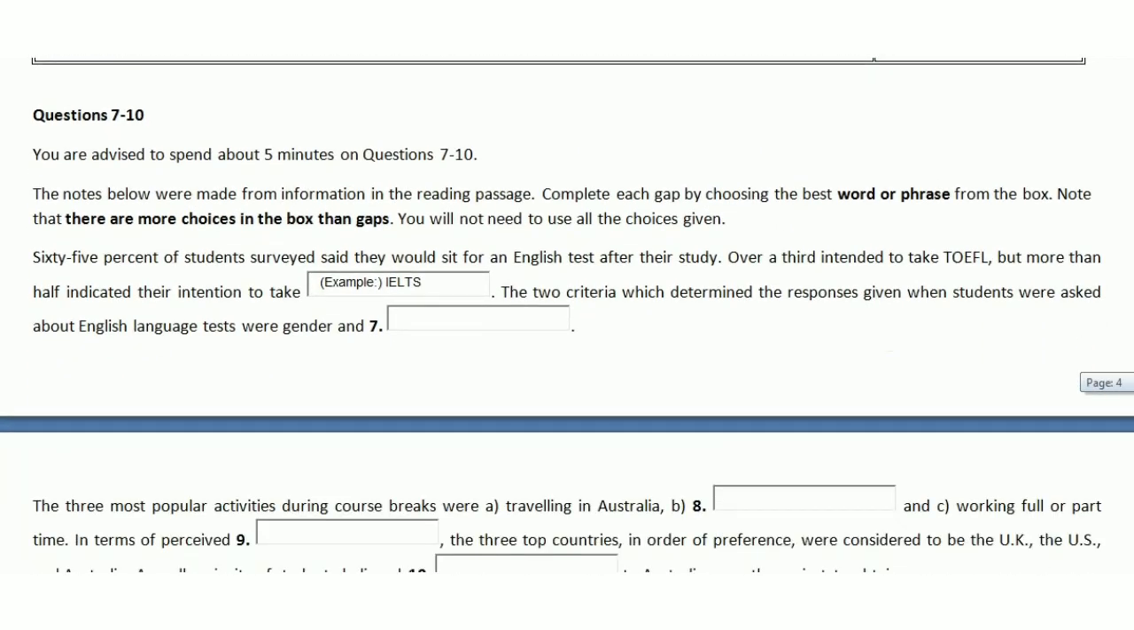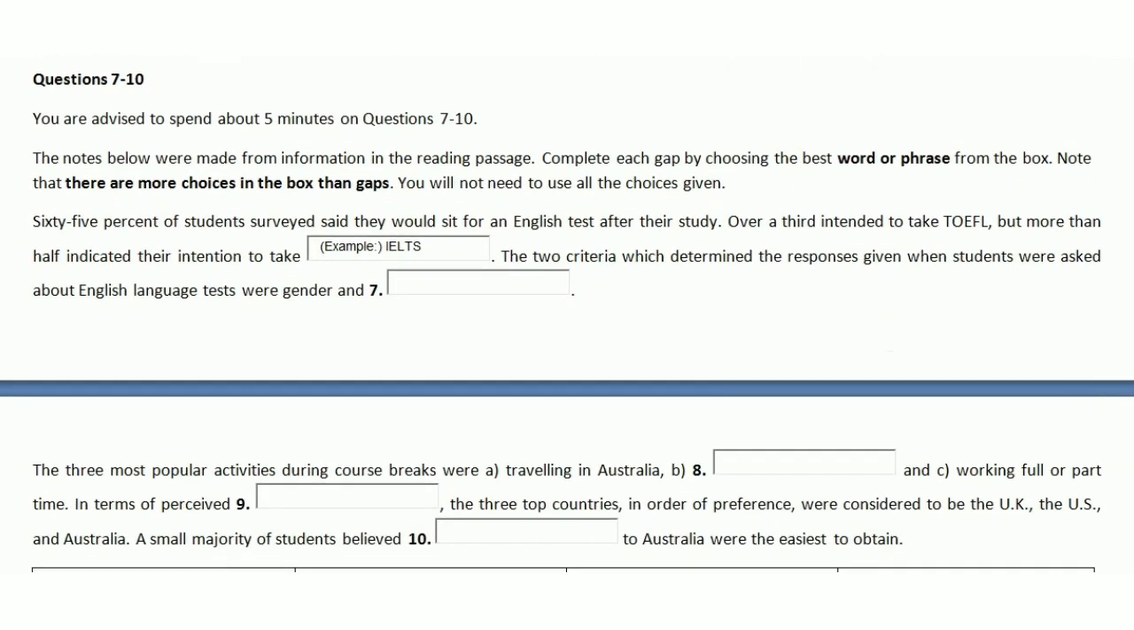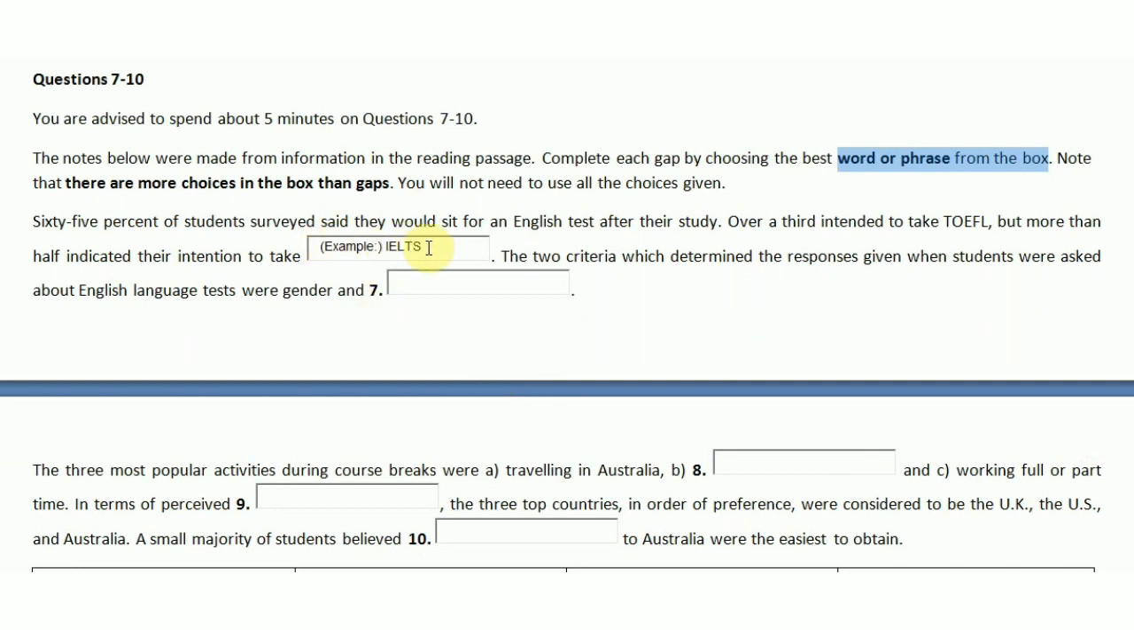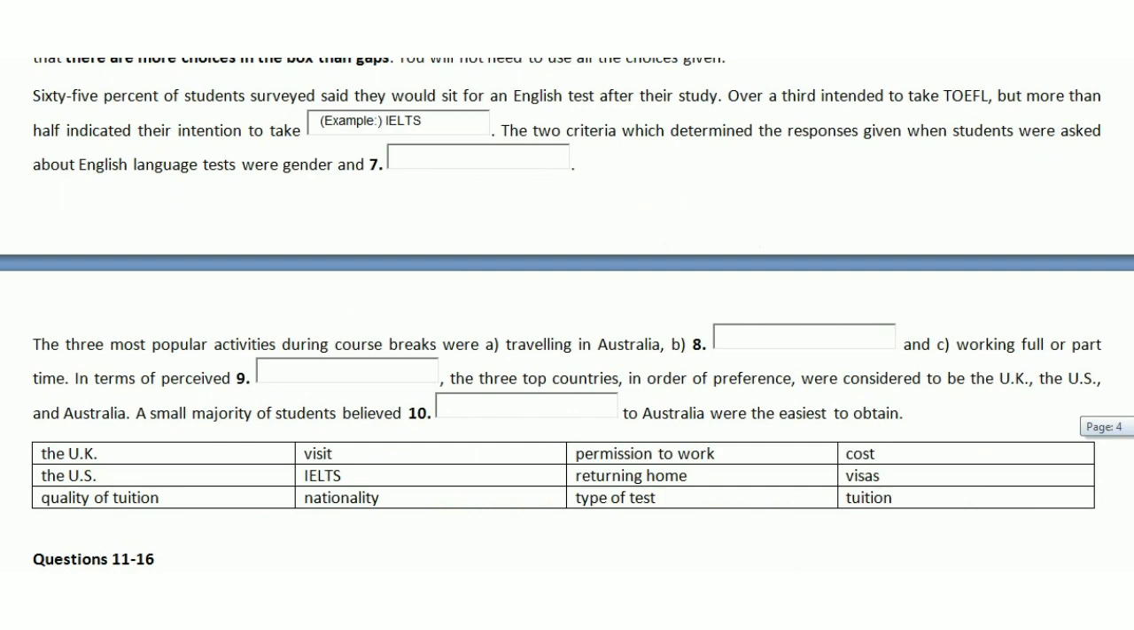And now move on to the next type of questions, 7 to 10. Here we have to write the word or phrase, but from the box. We have to choose the word or phrase from the box. Where's the box? So this is the box. We are given, I think, 12 options. And here's also an example done for us, example IELTS. Okay, there are more choices in the box than gaps. That means we do not need to use all the choices given. We have to just choose appropriate options for our answers.